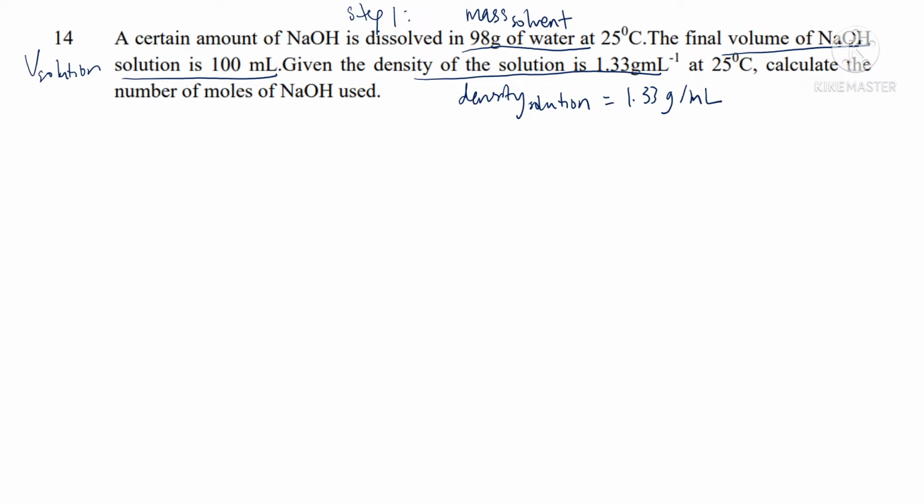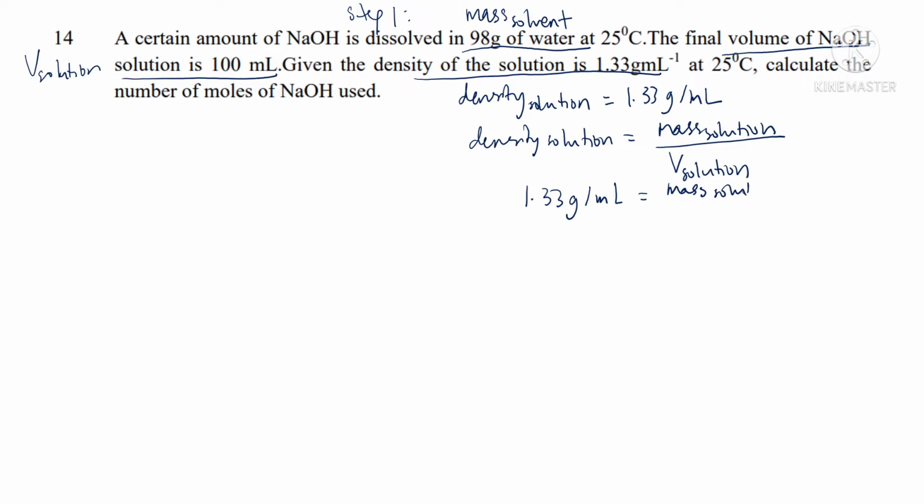And we know that density of solution is equal to mass of solution divided by volume of solution. Density of solution is 1.33 gram per ml. Mass of solution, we do not know. Volume of solution is 100 ml. Therefore, the mass of solution is equal to 1.33 gram per ml multiplied by 100 ml to give us the mass of solution as 133 gram. So that is step number 1.